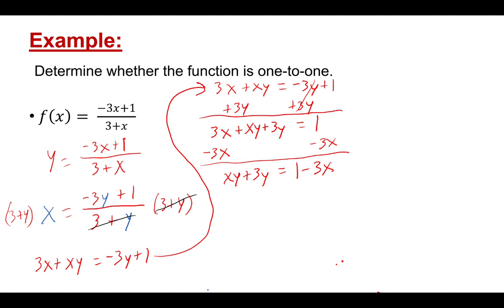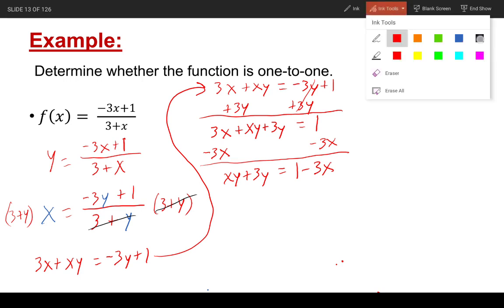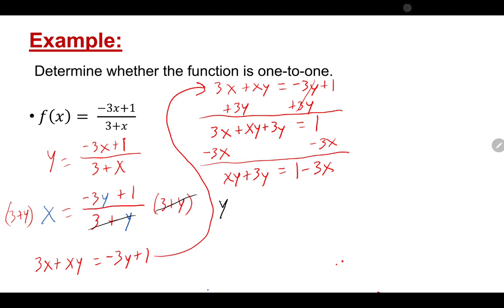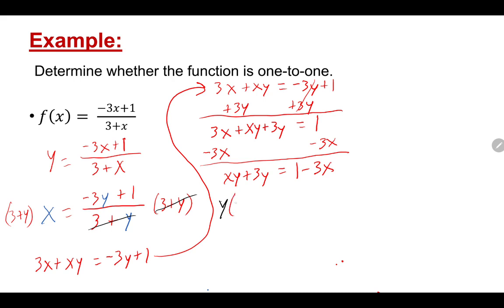So now I just need to isolate those y's and get them by themselves. So I can factor a y out of that, since I have a y in each one of those terms. So I'm going to pull a y out. I have y now, and inside, I still have everything I had. So I have x plus 3 is equal to 1 minus 3x. Again, same situation. I want to get the y by itself, so I'm going to divide by x plus 3 and divide this by x plus 3.